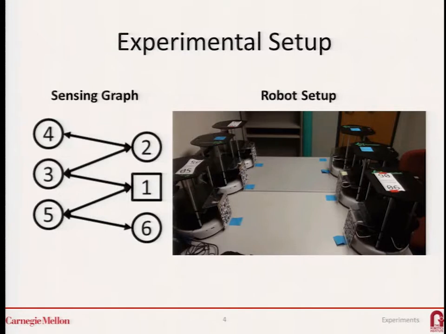We've also verified our algorithms on real robots in an experimental setup. So this is one example of our experimental setup. Our undirected sensing graph is shown on the left, and the actual TurtleBots are shown on the right. And the measurements are extracted from the depth information in a Kinect. Each robot is identified by the QR codes on the robots.